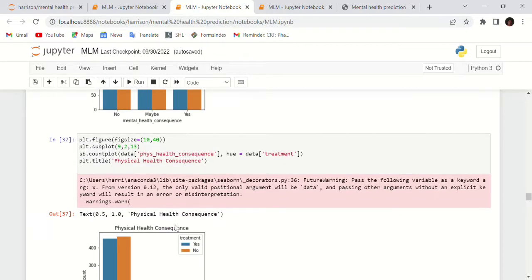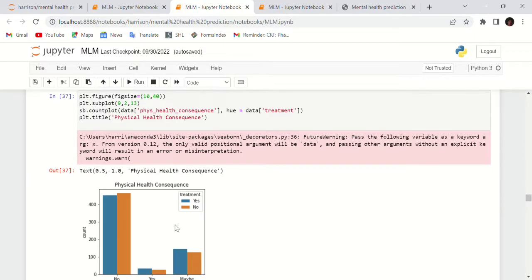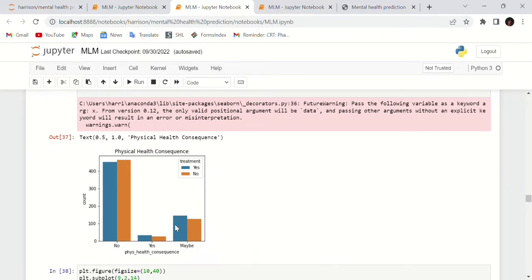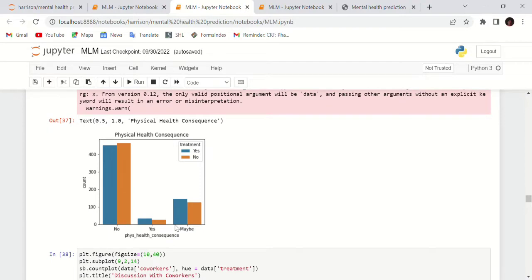Physical health consequence and treatment. As completely opposed to the above results, a very small number of people answered yes to these questions, which means the major number of people do not face negative consequences by discussing their physical health conditions with their employers.